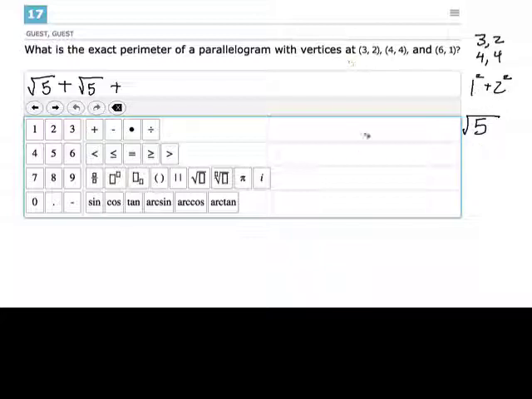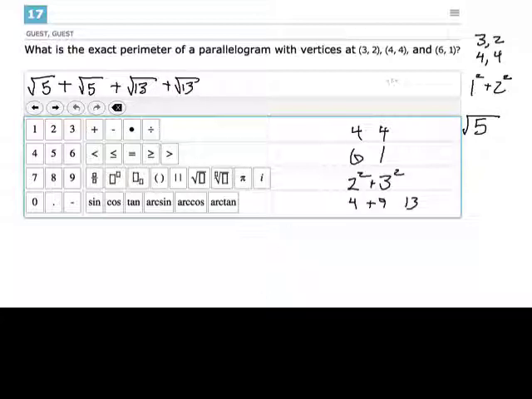So now let's do the other side. It's 4, 4, 6, 1. 6 minus 4 is 2. 4 minus 1 is 3. Squared, 2 squared plus 3 squared is 4 plus 9, which is 13. So plus the square root of 13 plus the square root of 13.